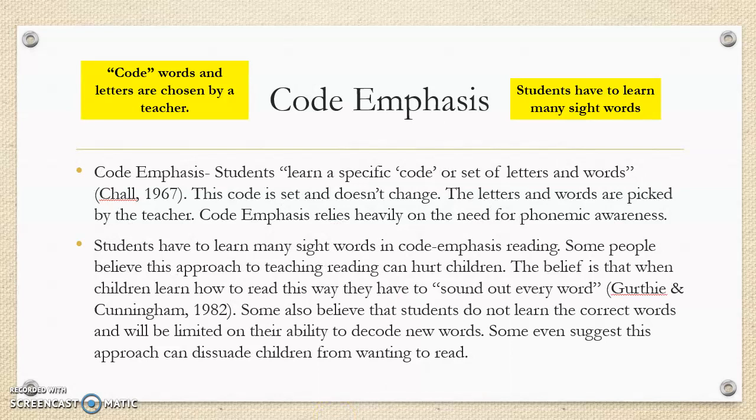Now we have code emphasis versus meaning emphasis. In code emphasis, they learn a specific code or set of letters and words. The letters and words are picked by the teacher. It relies heavily on the need for phonemic learning, so students have to learn many sight words. Some people think that this isn't the greatest way to teach children how to read. They believe it limits their ability. They have to sound out every word, they don't learn correct words, and will be limited in their ability to decode new words.